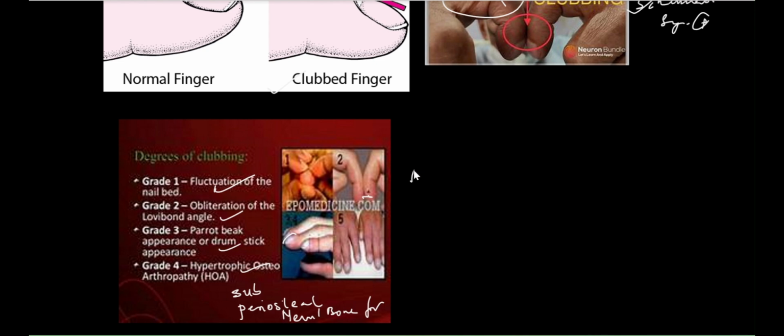If you want, you can remember it as FOAH. A is for appearances, so there are two appearances. O is for obliteration, F is for fluctuation, H is for HOA. Okay. Anything else I wanted to mention?